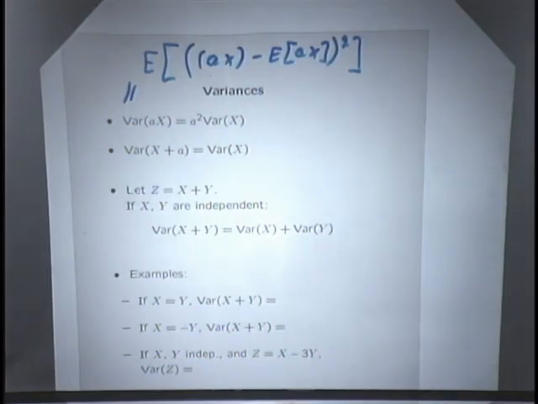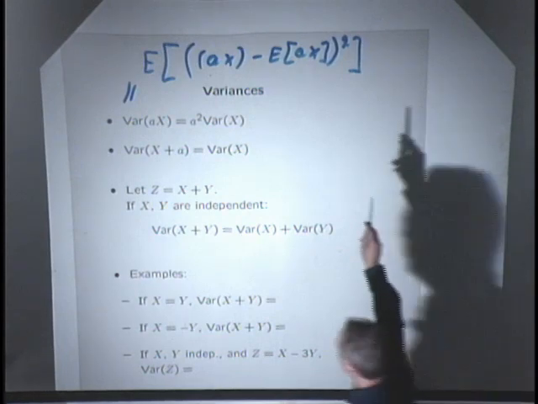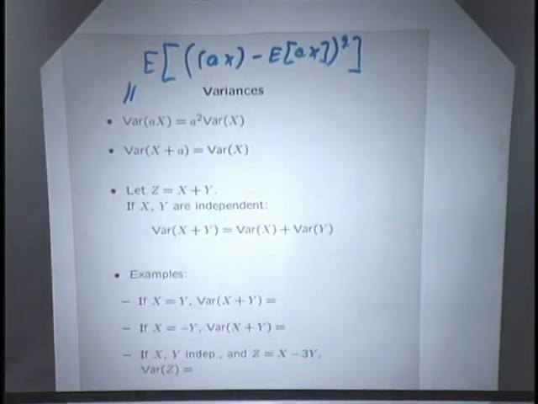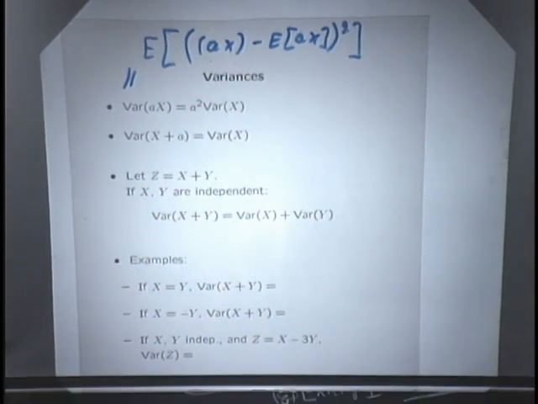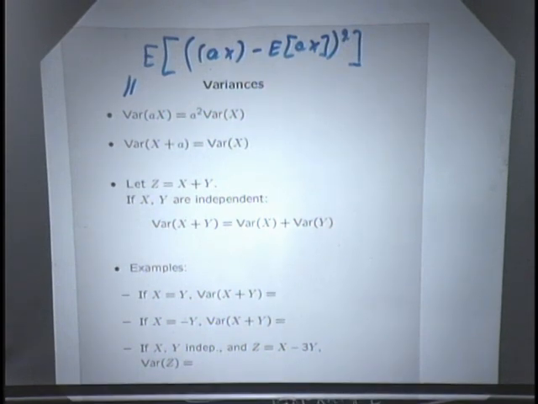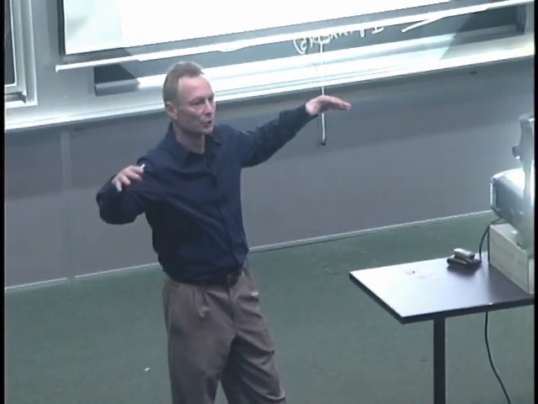And because there is a square, when you pull out the a, it's going to come out as an a squared. So that gives us the rule for finding the variance of a scalar product of a random variable. The variance captures the idea of how wide, how spread out a certain distribution is. Bigger variance means it's more spread out.